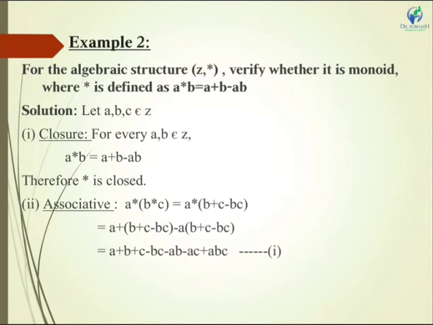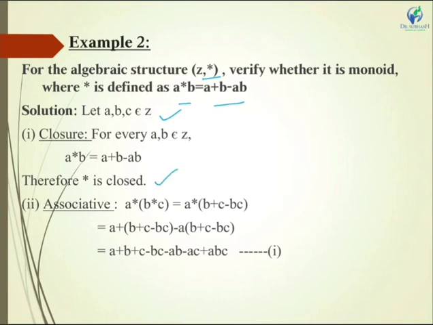Example 2. Now here our algebraic structure is (Z, *), and star is defined by a * b = a + b - ab. We will see whether it is a monoid or not. So first we need to take three elements from Z. We know that Z is a set of integers. Now first is closure. This is obvious. After taking any two integers, the resultant answer will also be an integer. So we can say that star is closed.